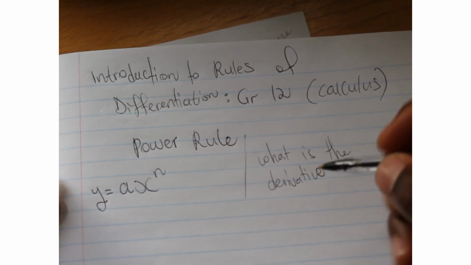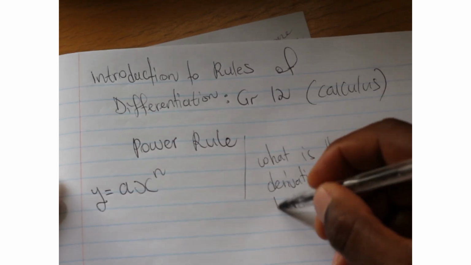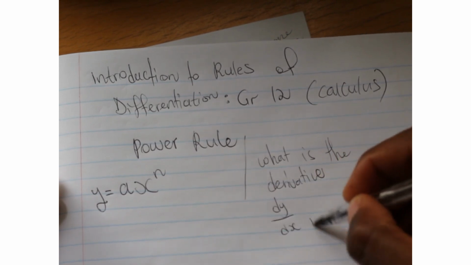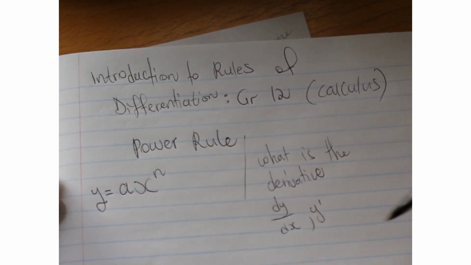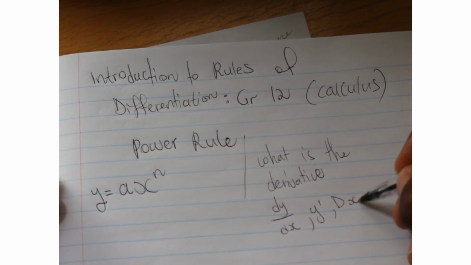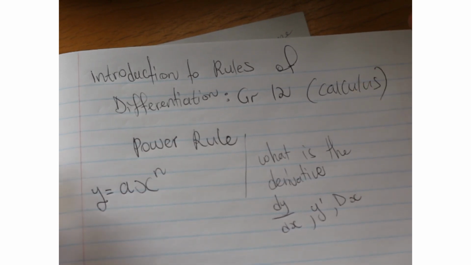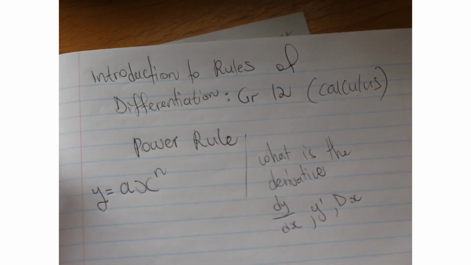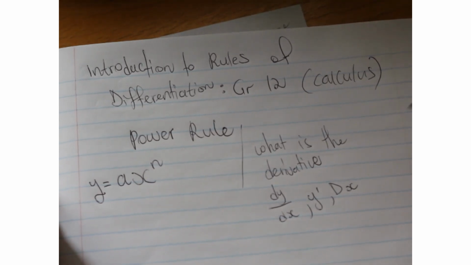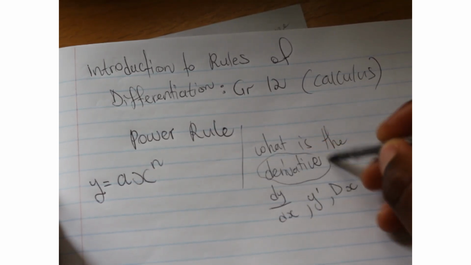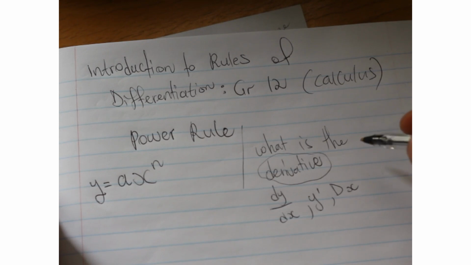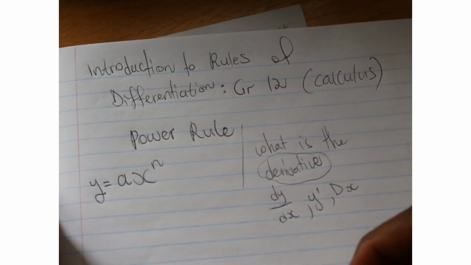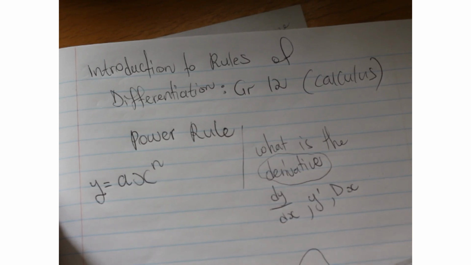What is the derivative? The answer is quite simple. The derivative has got quite a number of notations. Some people use dy over dx to refer to the derivative. Some people use y prime. Some people use dx. There's quite a lot of notations that are used to refer to what we call the derivative. But what is it?